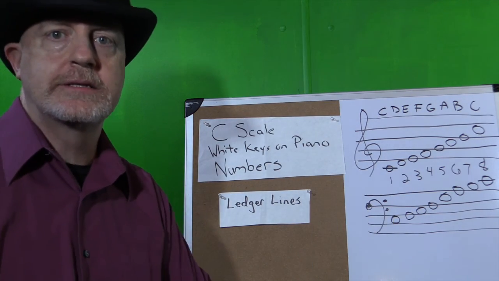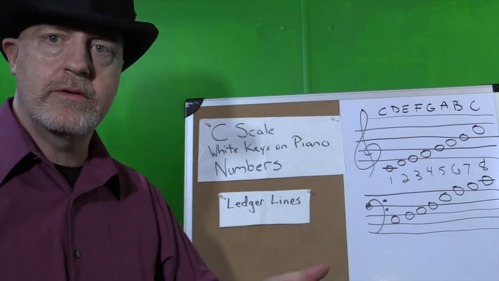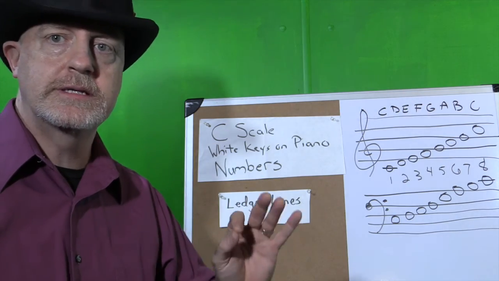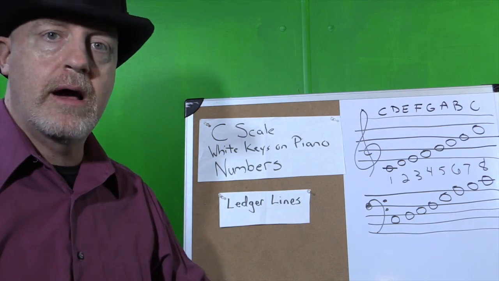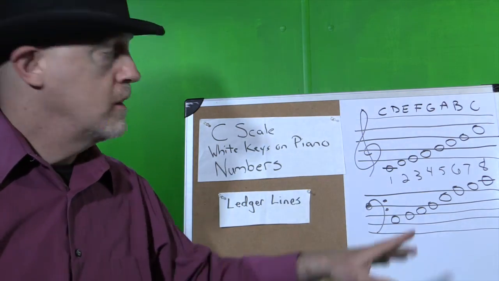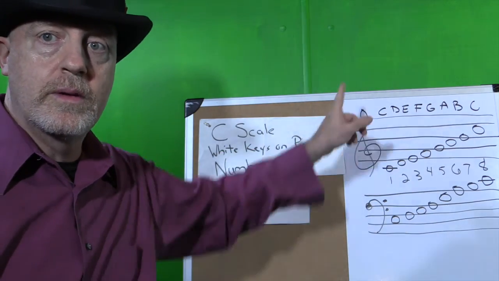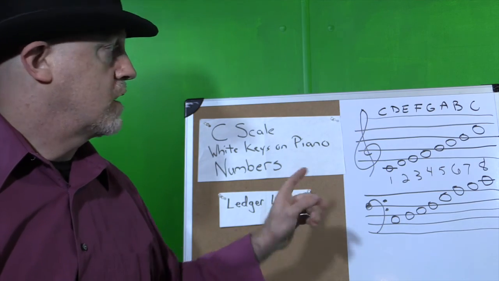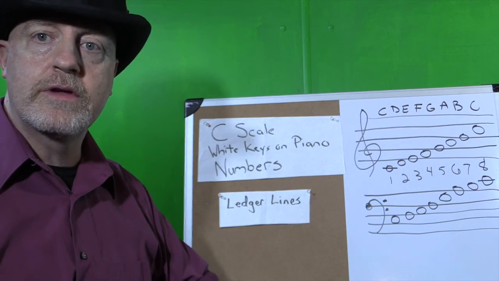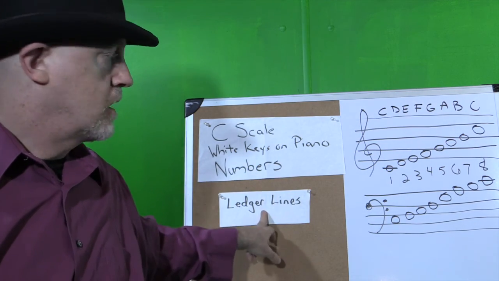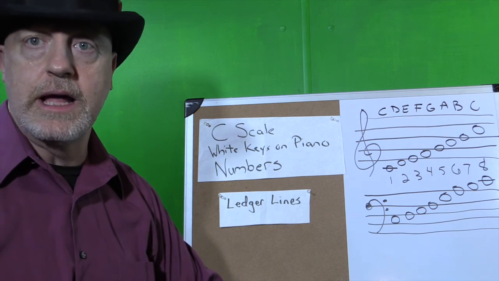Hello class. Today we're going to talk about scales, specifically the C scale. We're going to talk about how that relates to the staff, the grand staff that we talked about, the treble clef and the bass clef. We're going to talk about how we can count the scale in numbers. And we're going to talk about something new in the staff called ledger lines.